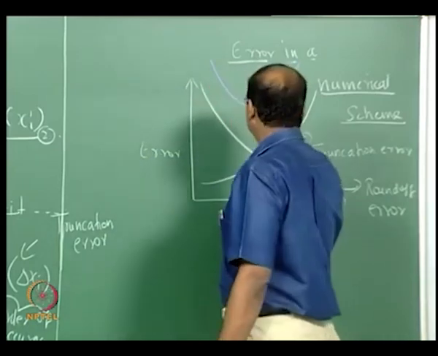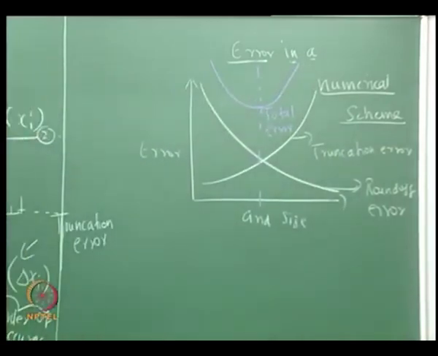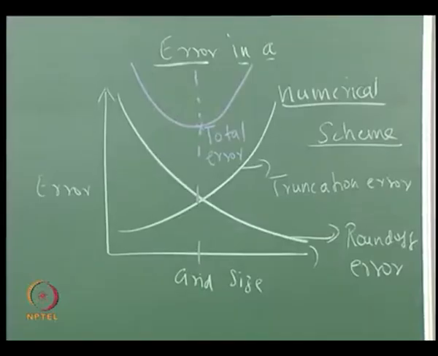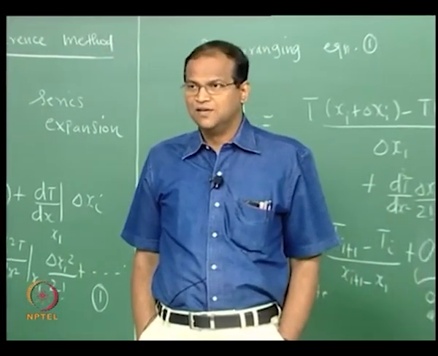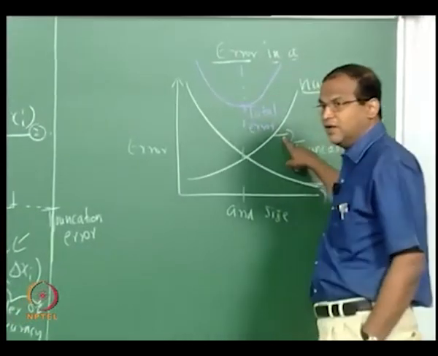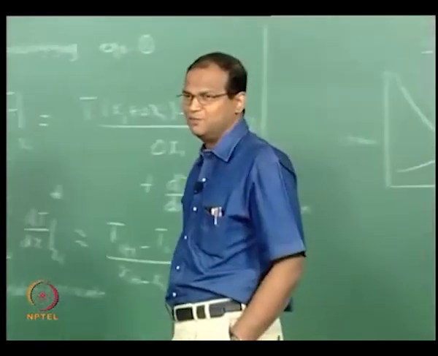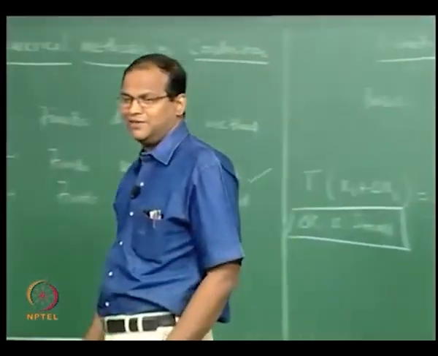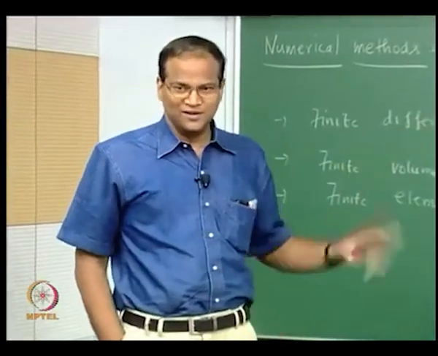What happened? Yeah, tell me. This is grid size. It is not number of grids. Grid size is the size of delta x. If the size of delta x increases, truncation error will increase, there is no doubt about it. I am not saying number of grid points here; it is inversely proportional to the number of grid points. You can plot the same thing as number of grid points, then you have to reverse it: round off and truncation.